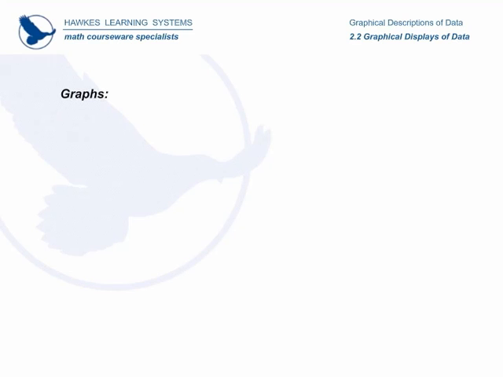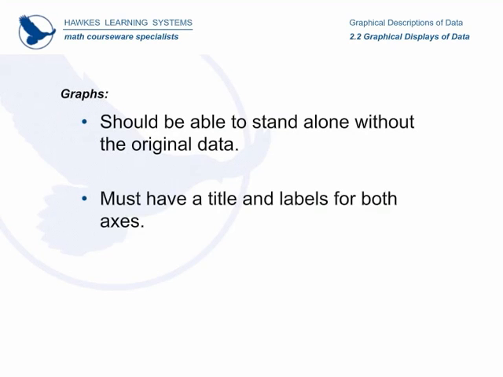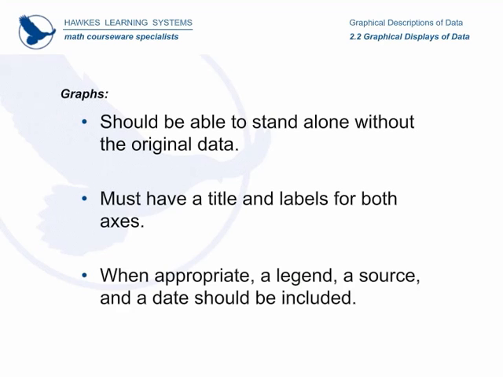Next, let's take a look at graphs. When it comes to graphs, they should be able to stand alone without the original data. The graphs must have a title and a label for both axes, and this way we can identify what the axes represent. When appropriate, a legend, a source, and a date should be included on your graph.